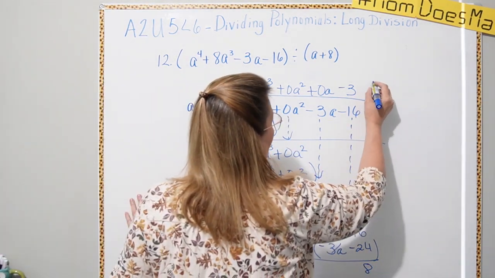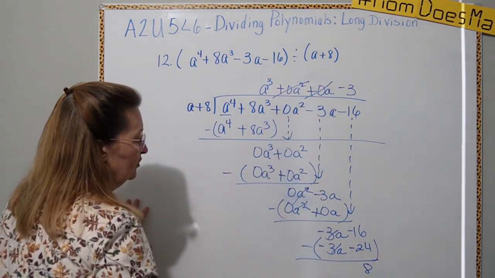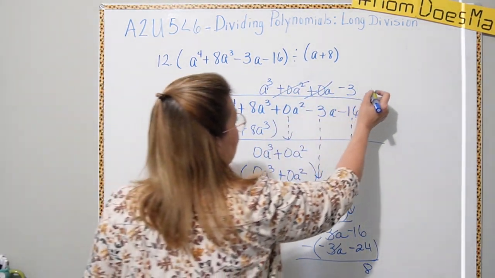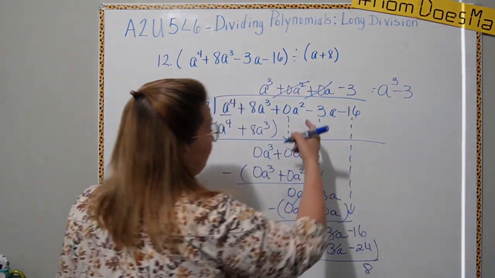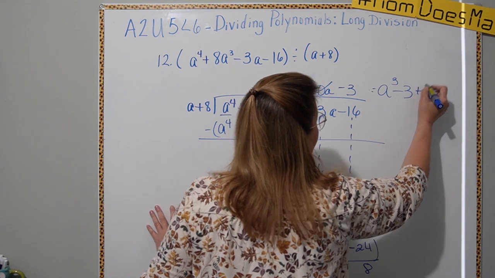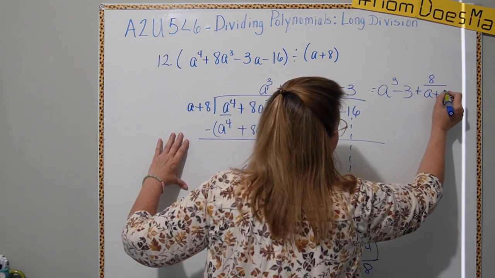So the way we're going to write our final answer, I don't need to write those two in my final answer. So I'm just going to have the a to the third minus 3, and then plus 8 over a plus 8.